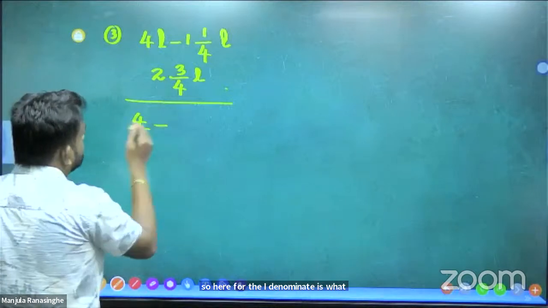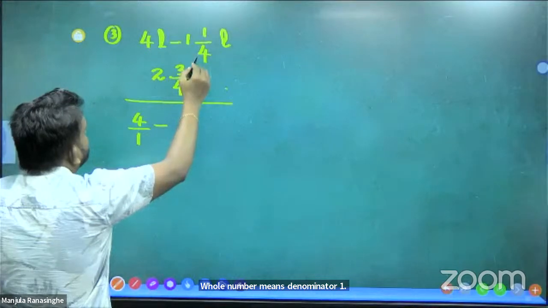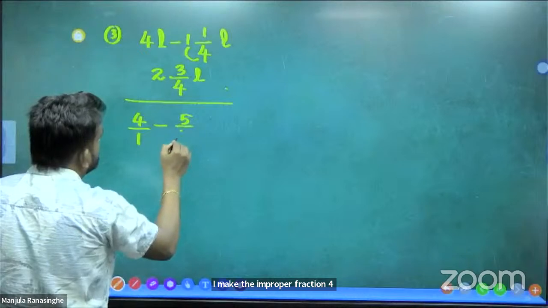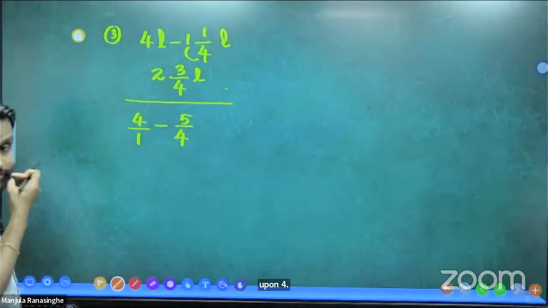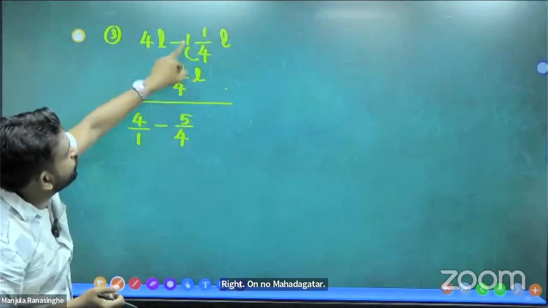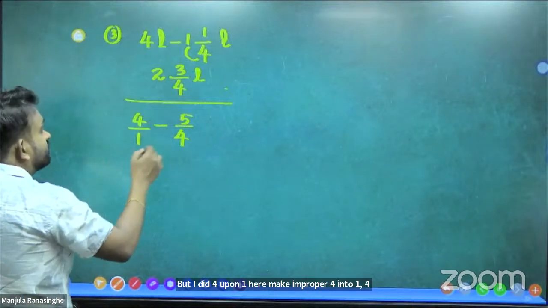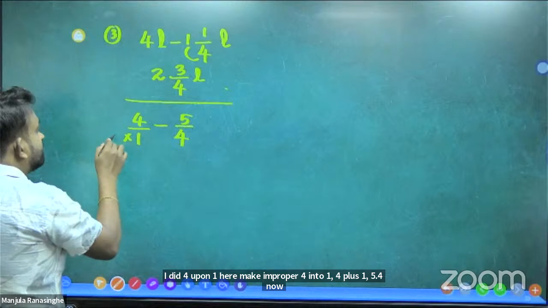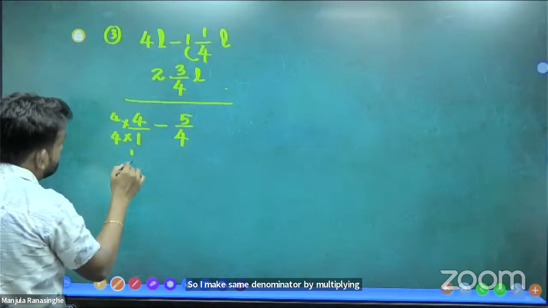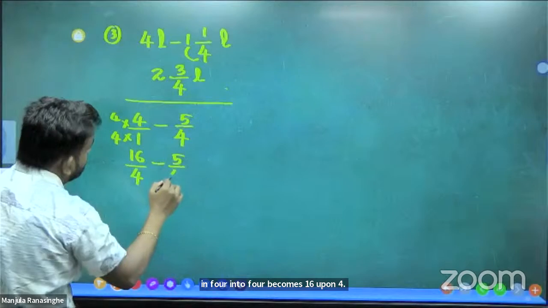Okay, subtract. Here I make the improper fraction: 4 into 1, 4 plus 1, 5 upon 4. Now the denominators are different, 4 and 1 and 4. So I make the same denominator by multiplying 4 on both sides. Then 4 into 4 becomes 16 upon 4, subtract 5 upon 4.